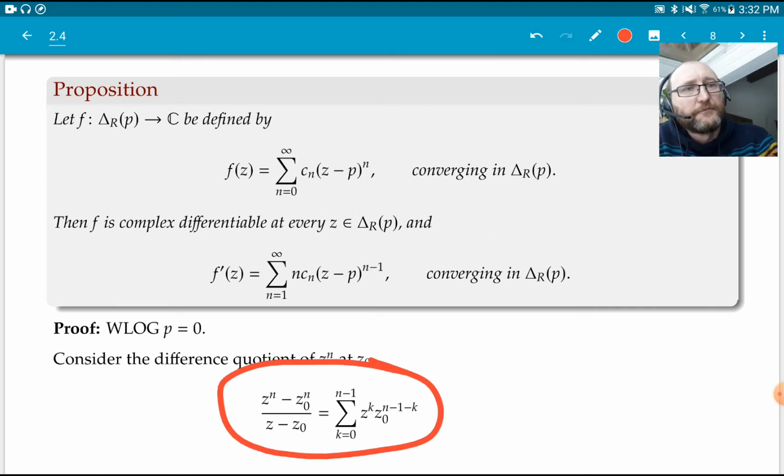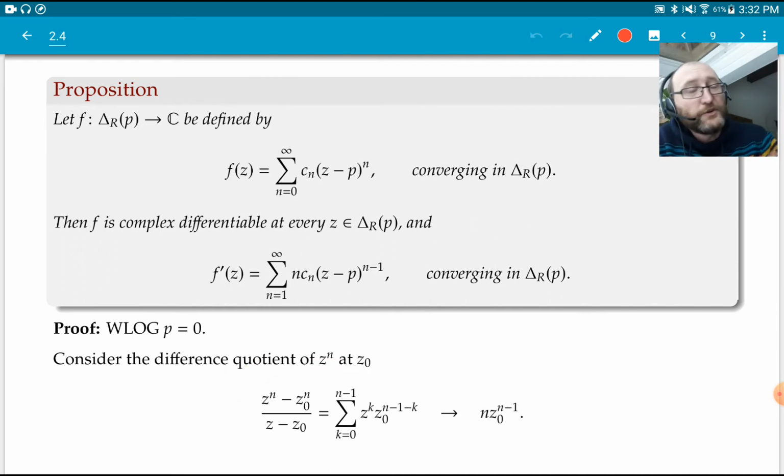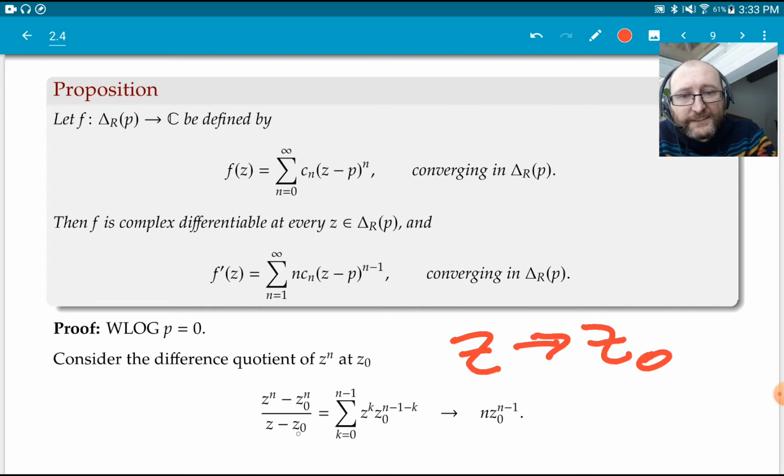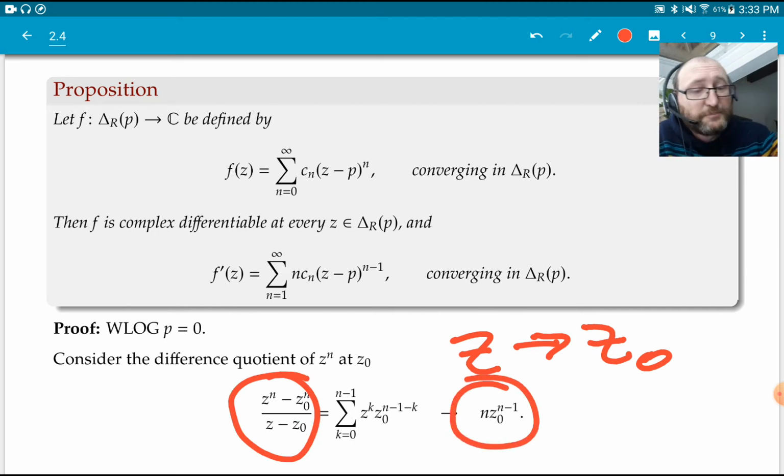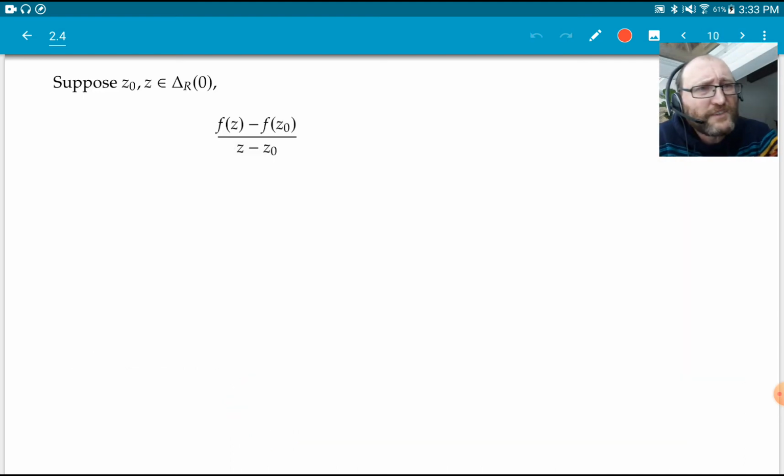Now, the point here is that this clearly converges to the right thing as z goes to z naught. We have that the difference quotient goes to what you'd expect the derivative to be, at least for z to the n, so at least for each term. So let's do it for the entire series.